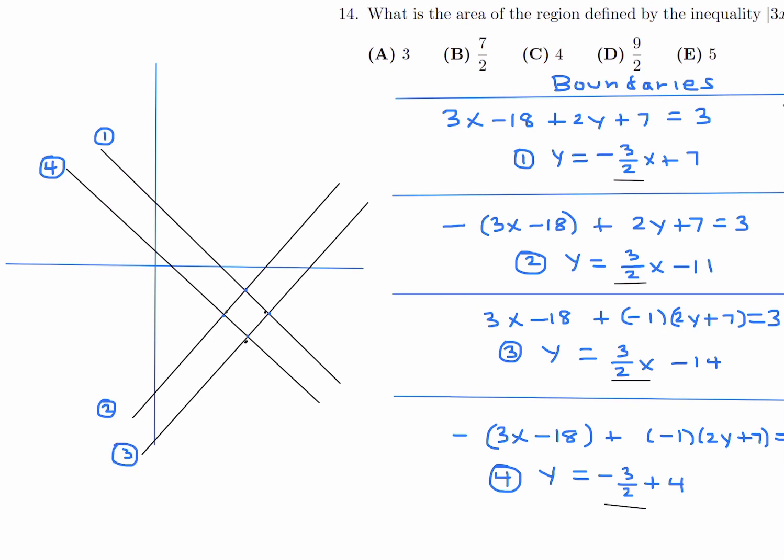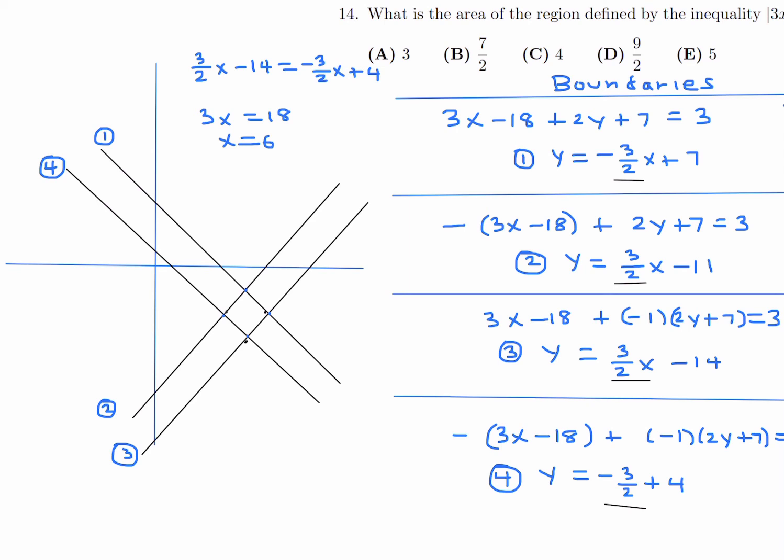You know how to figure out the intersection of two lines, right? You just set them equal to each other. For example, let's say I want to find this intersection point right there. That is the intersection of equation 3 and equation 4. So I set them equal to each other: 3 over 2x minus 14 is equal to minus 3 over 2x plus 4. Adding both sides, we get 3x is equal to 18, and therefore x is equal to 6.